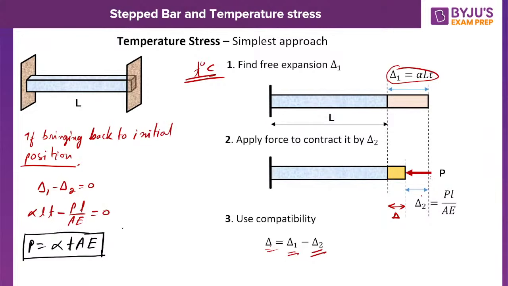And the stress which is going to be generated, you can of course divide it by A and you will get the stress. Divide this force by cross-sectional area and you will get the stress. That is nothing but alpha TE. Right?